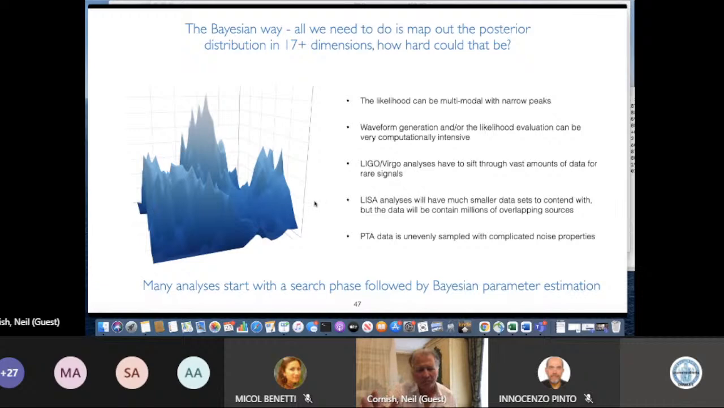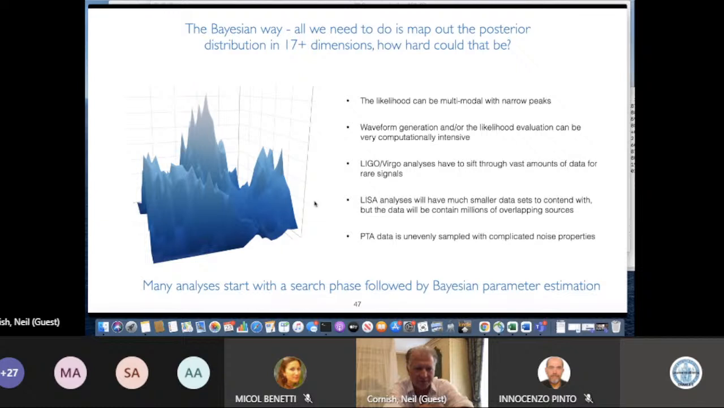First of all, we're not going to have quite as much data to deal with. We're sampling it at, say, once every 5 seconds or something, rather than 16,000 or 20,000 samples a second. So we're not collecting quite as much data, but the signals tend to be on for the entire mission. Many of them last for years. So we've got, say, millions of overlapping signals that we have to try and sort out. So you can't really do a search followed by a more detailed analysis. You have to do a more global type analysis that simultaneously tries to search for thousands of signals and characterize thousands of signals.